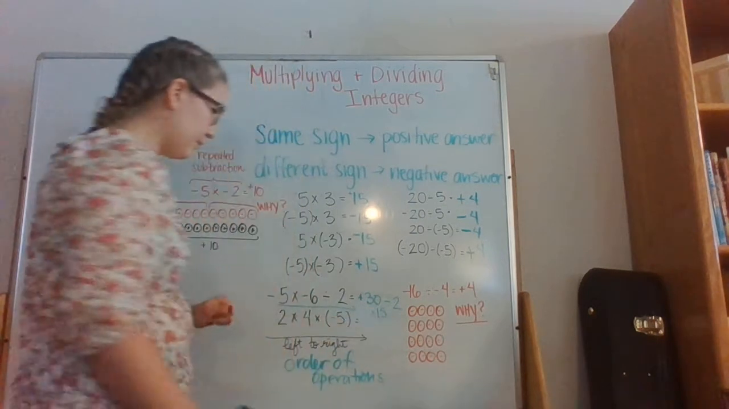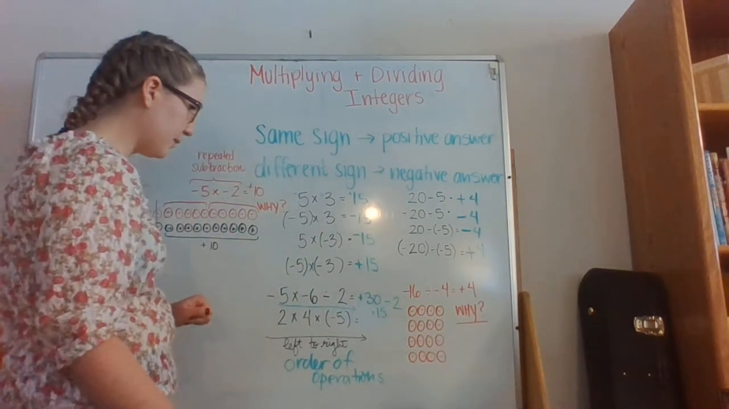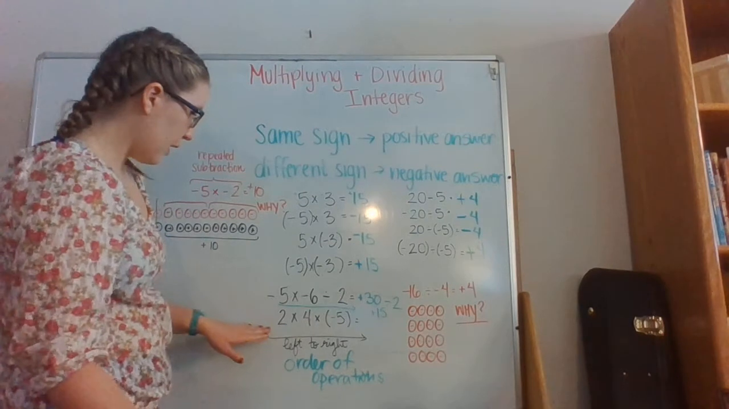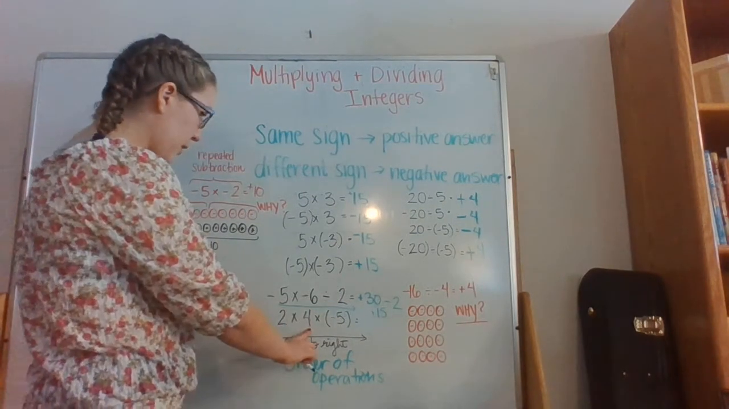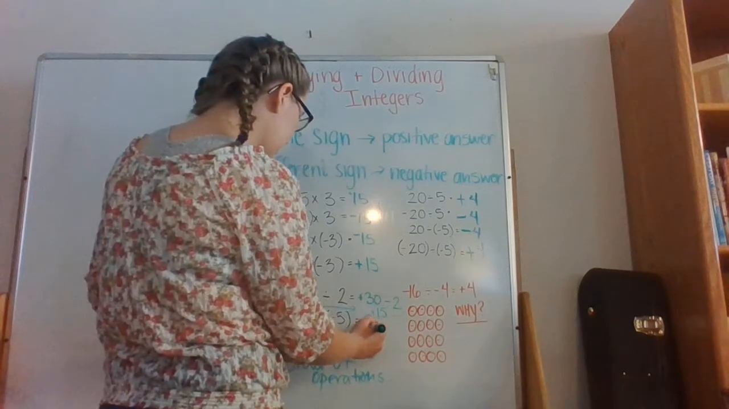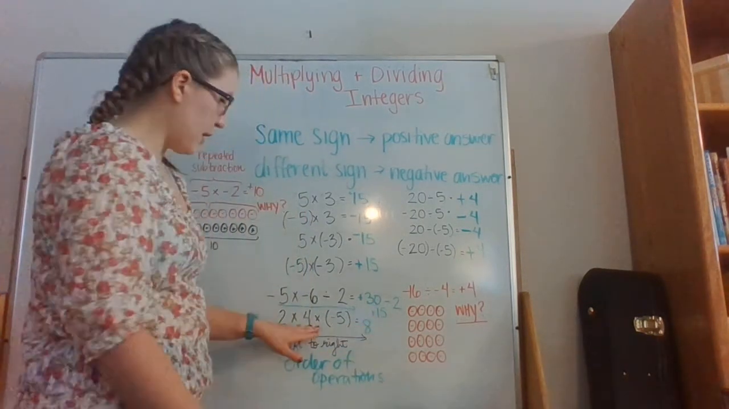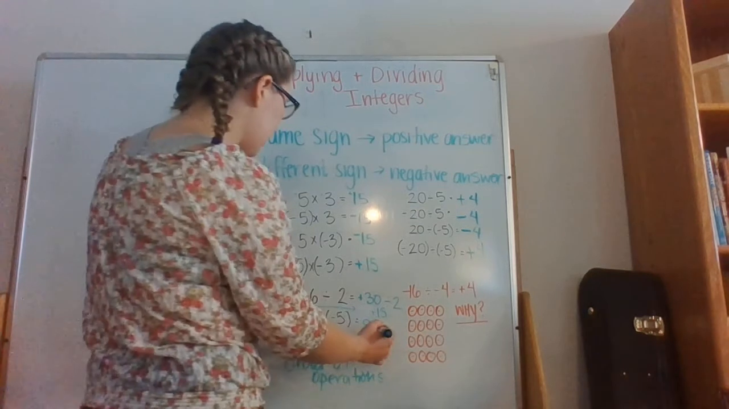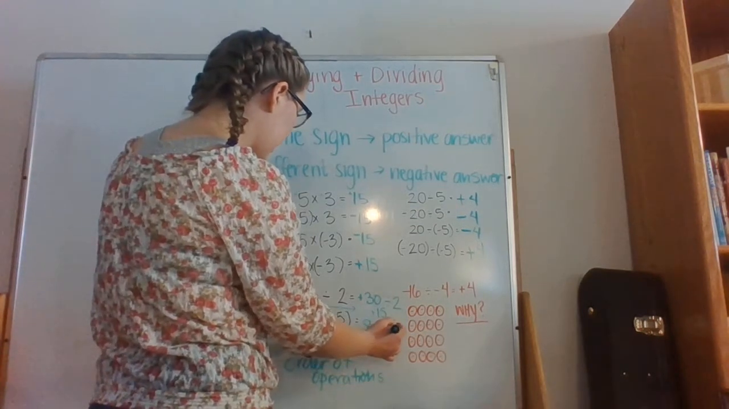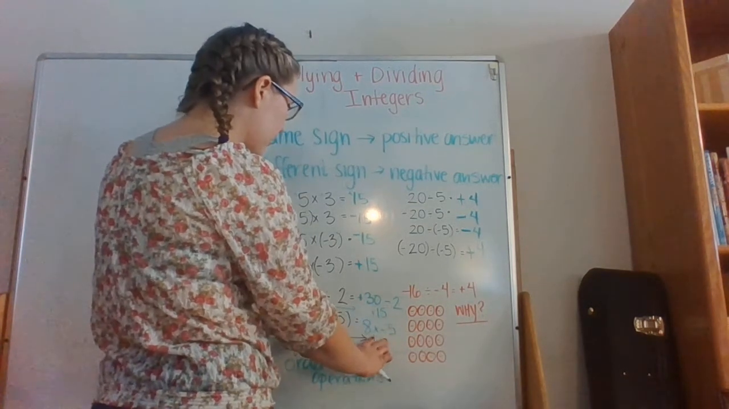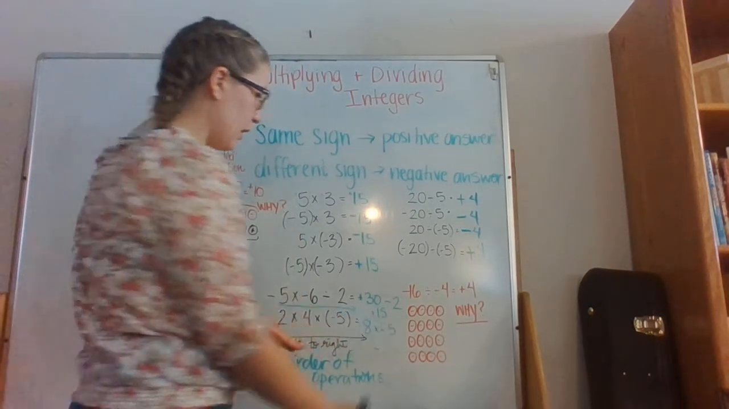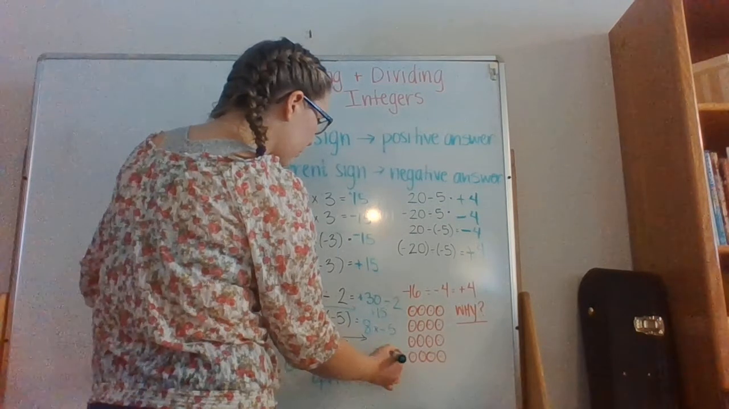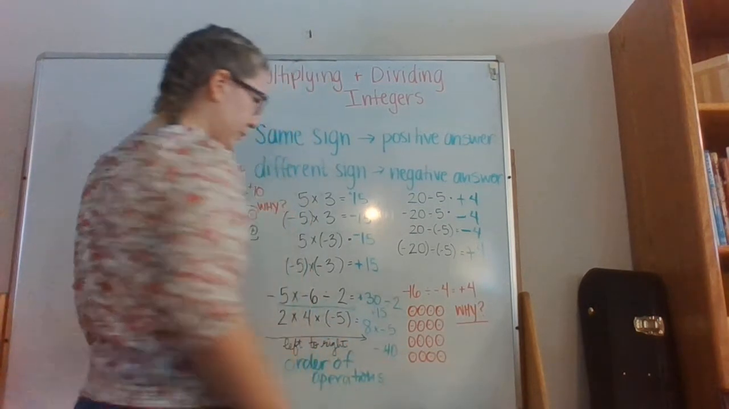Okay, then I can do left to right with this one as well. So 2 times 4 is 8. Those are both positive, so my answer is positive. 8 times negative 5. Those are different, so my answer is going to be negative. 8 times negative 5, negative 40.